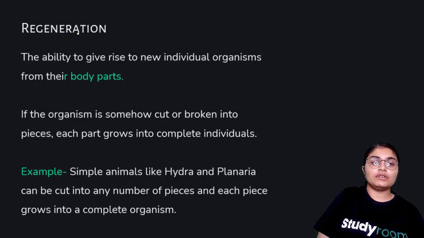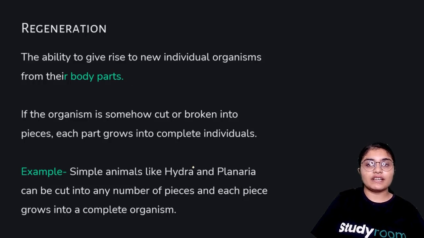Okay, due to the presence of these specialized or regenerable cells, they help to grow the body parts which are lost. And thus an individual has the ability to give rise to the injured body parts. For example, we have simple animals like Hydra and Planaria, which can be cut into any number of pieces, and each piece grows into a complete organism.